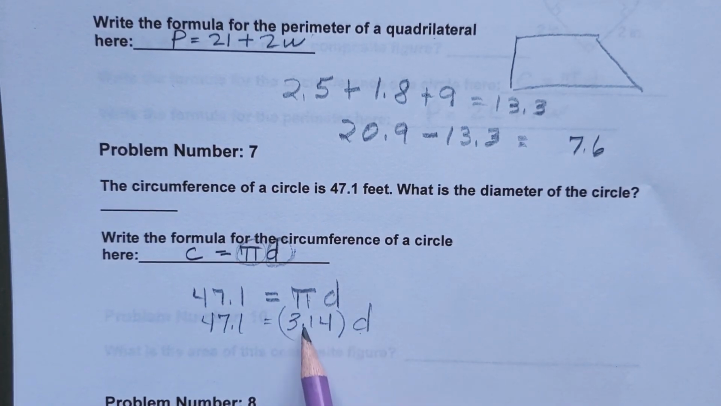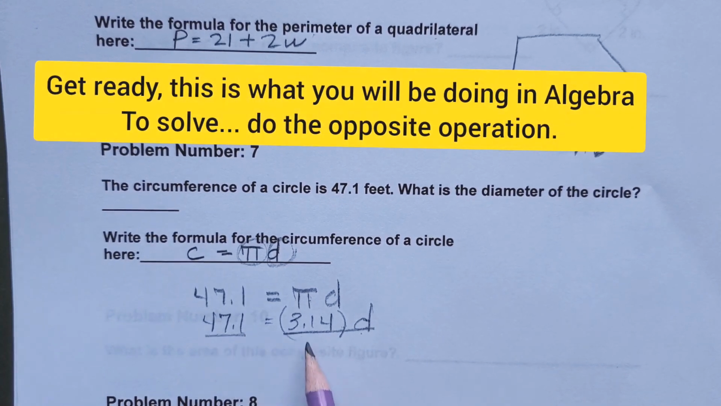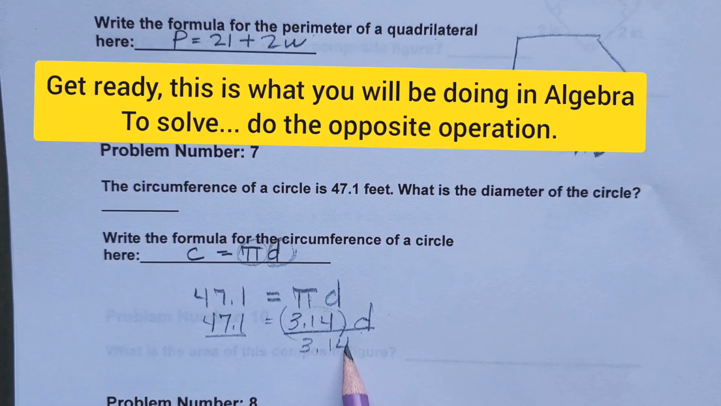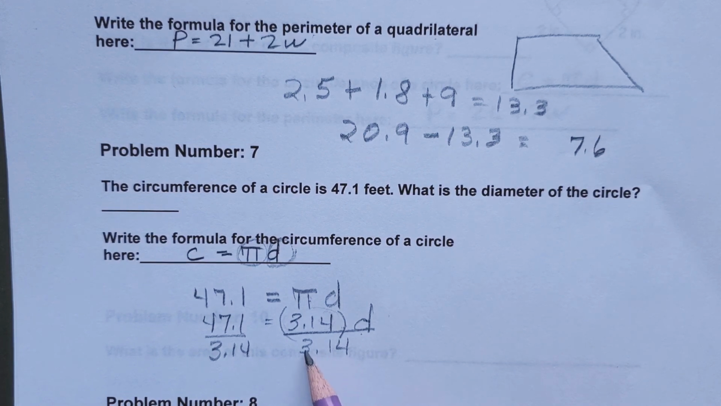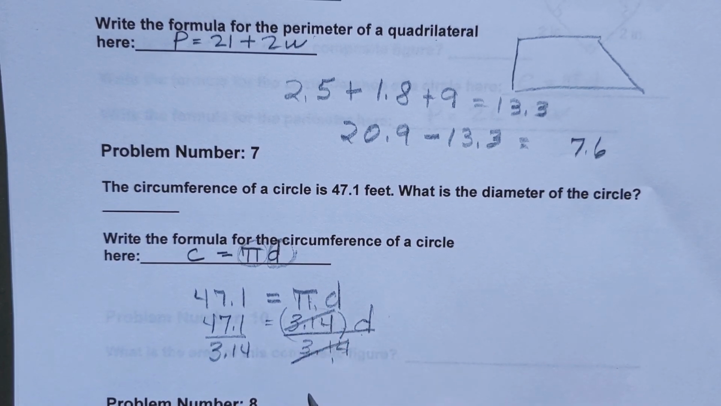Whenever your unknown is being multiplied, to solve, you do the opposite operation. So we're going to divide both sides by this number here, because it was being multiplied by diameter, so we're going to do the opposite. We're going to divide. And what we do to one side, we have to do to the other. That way we can, 3.14 divided by 3.14 is just 1. So it kind of cancels out.